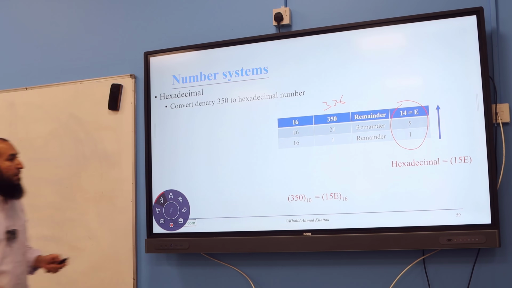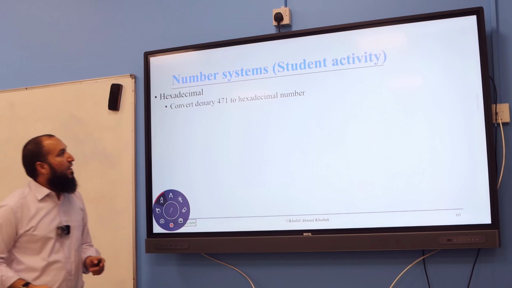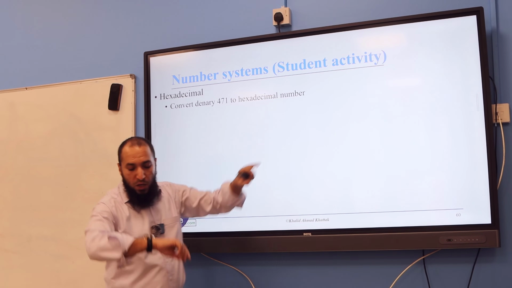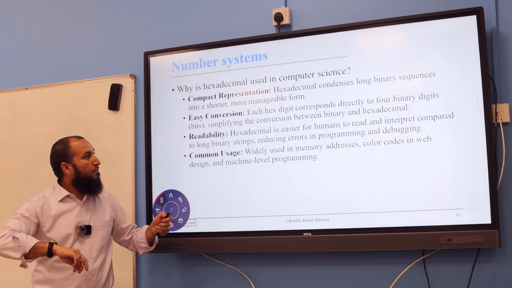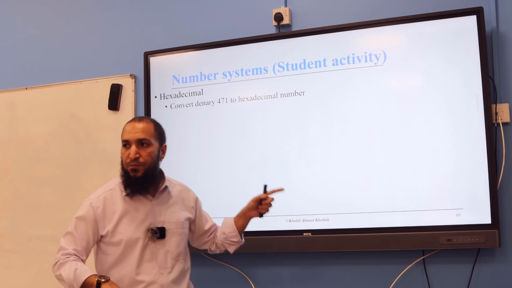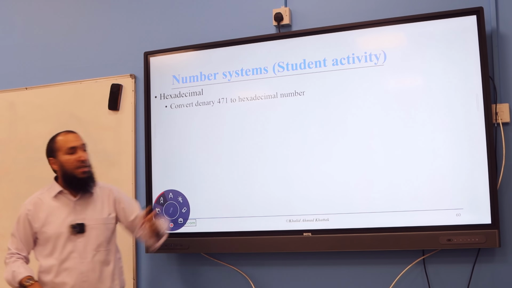Now the next example, we have done this last time. And this is the example student activity. So I want you to do this quickly, and then we can go to the next part. I want you to finish this quickly. Convert denary to hexadecimal.